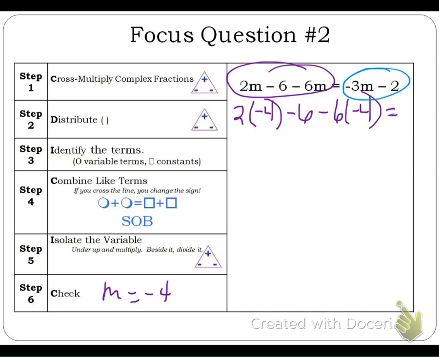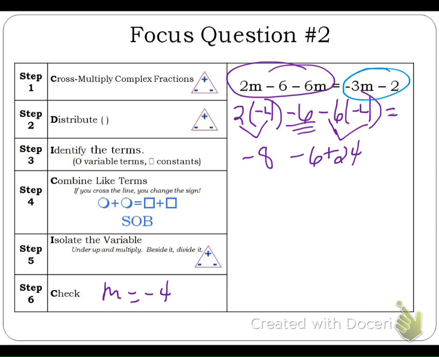I use my order of operations because it's all numeric now. I need to do my multiplication first. So I have 2 times negative 4 is negative 8, and I have negative 6 times negative 4 equals a positive 24, and this 6 right here just comes straight down, so negative 6. Oh, I need to write the positive 24 because it's not the first term in my expression. Now I have a negative 8 minus 6 plus 24.